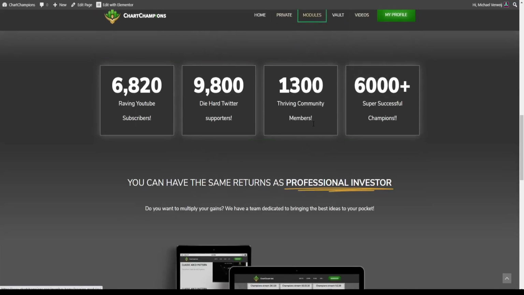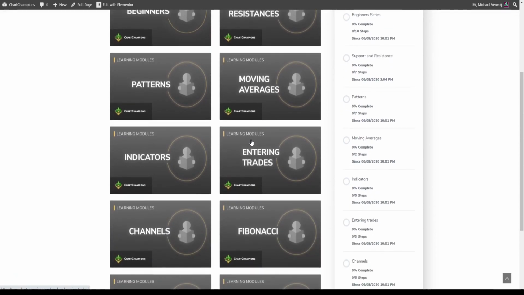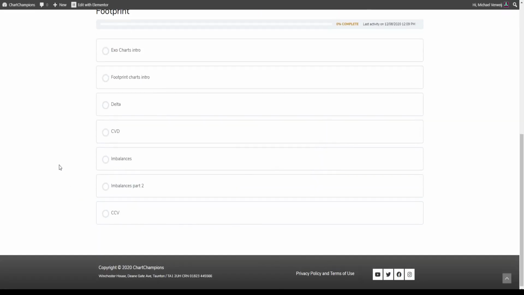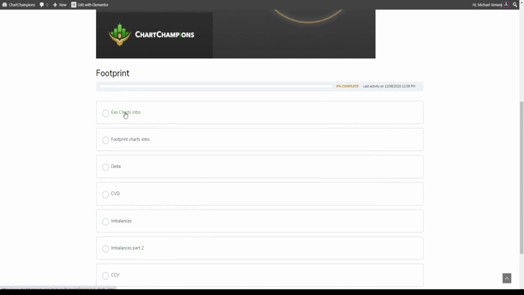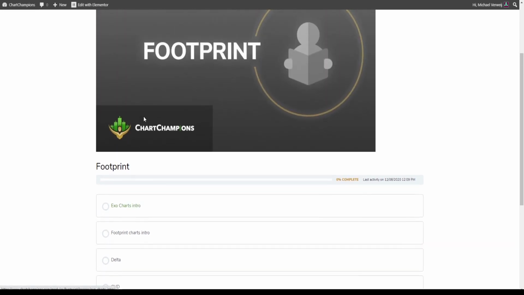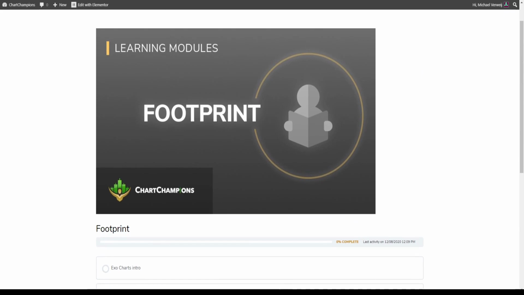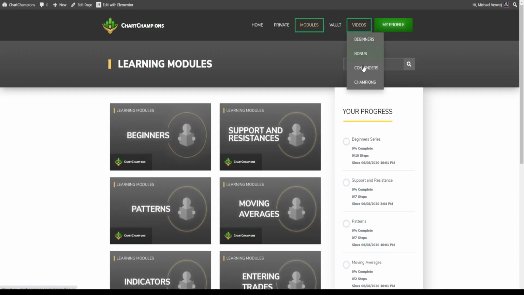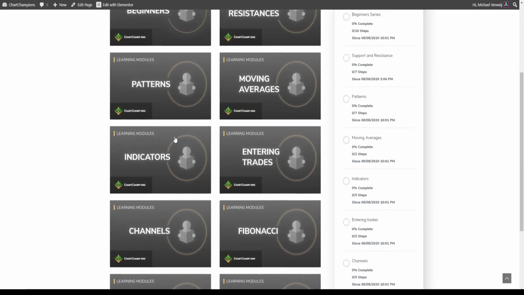If you go to modules, then you have footprints, and this is basically encompassing all the past things that we've talked about. So XR charts introduction, footprint charts introduction, delta, CVD, imbalances part 2, a special CVD setup, and I guess chart types will be added to either this one or a new module. So expect that in a couple of weeks or so. But for now, you can find them in the champions videos. So I hope that helps.